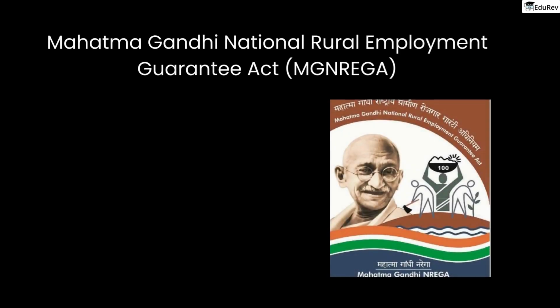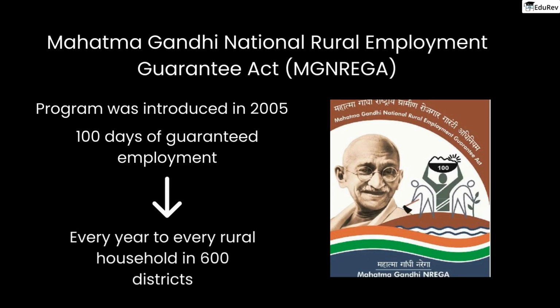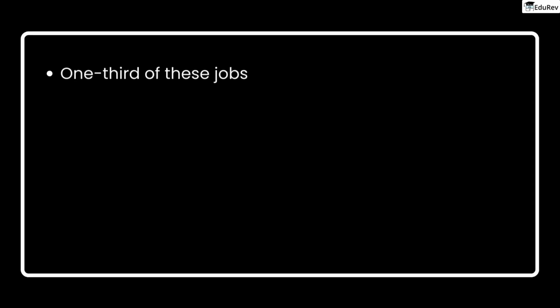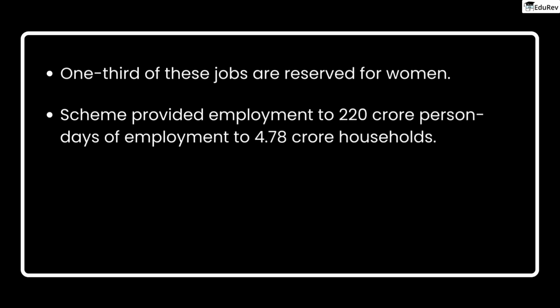Mahatma Gandhi National Rural Employment Guarantee Act, MGNREGA. This program was introduced in 2005 to provide 100 days of guaranteed employment every year to every rural household in 600 districts across India. 1/3 of these jobs are reserved for women. The scheme provided 220 crore person days of employment to 4.78 crore households.